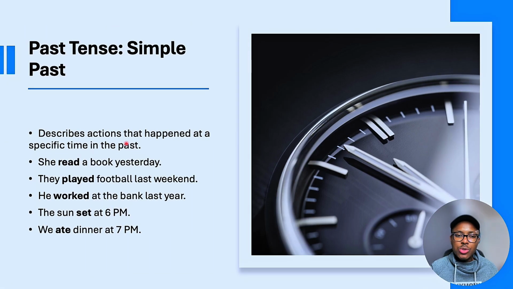Simple past describes actions that happened at a specific time in the past. She read a book yesterday. They played football last weekend. He worked at the bank last year. The sun set at 6 p.m. We ate dinner at 7 p.m.